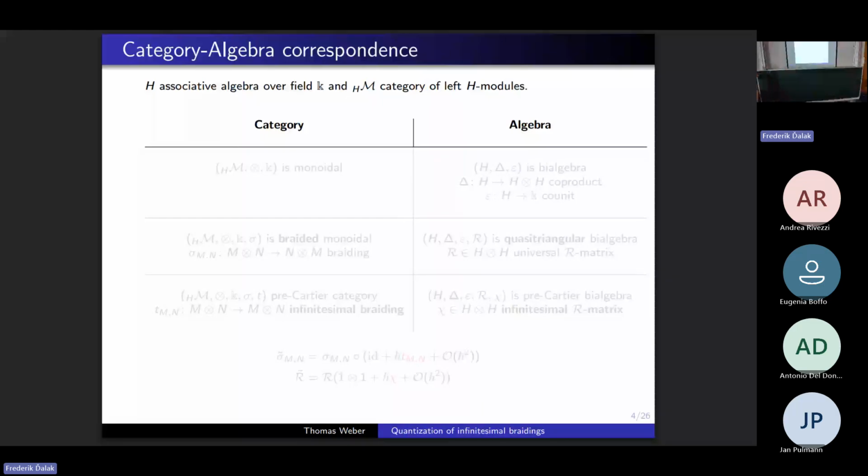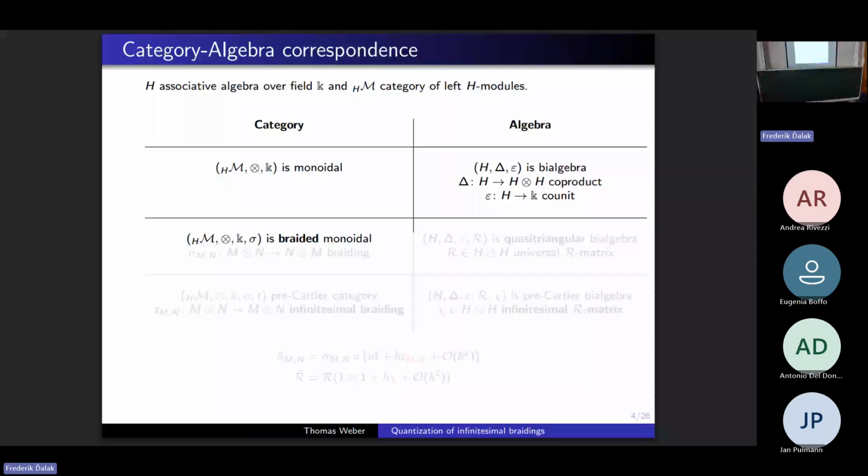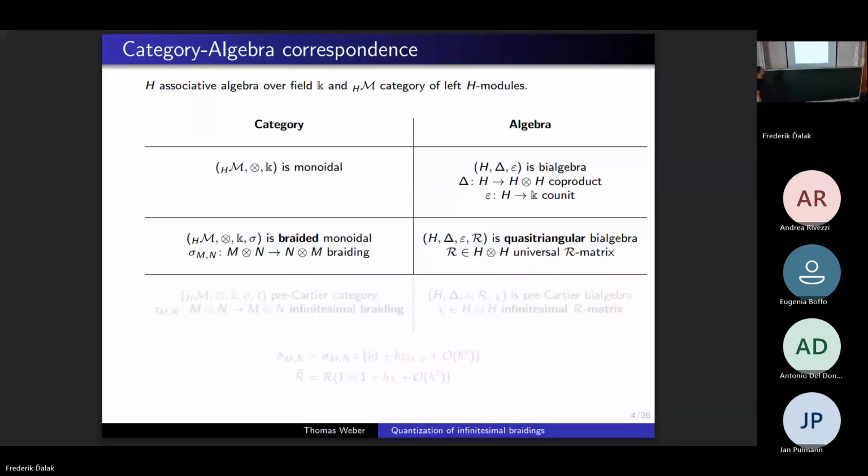So explicitly what we mean by that is, this category of left modules is a monoidal category. So we have a tensor product. This happens precisely when your algebra is secretly a bi-algebra, so when you also have a co-product and a co-unit. We're going to see on the next slide, I think in 3 slides or something, how this actually works. If you have even more, if you have a braided monoidal category, then on the side of algebra, you get what's called a quasi-triangular bi-algebra, where now your braiding will correspond to a universal R matrix. That's the thing that's also mentioned in the first slides.